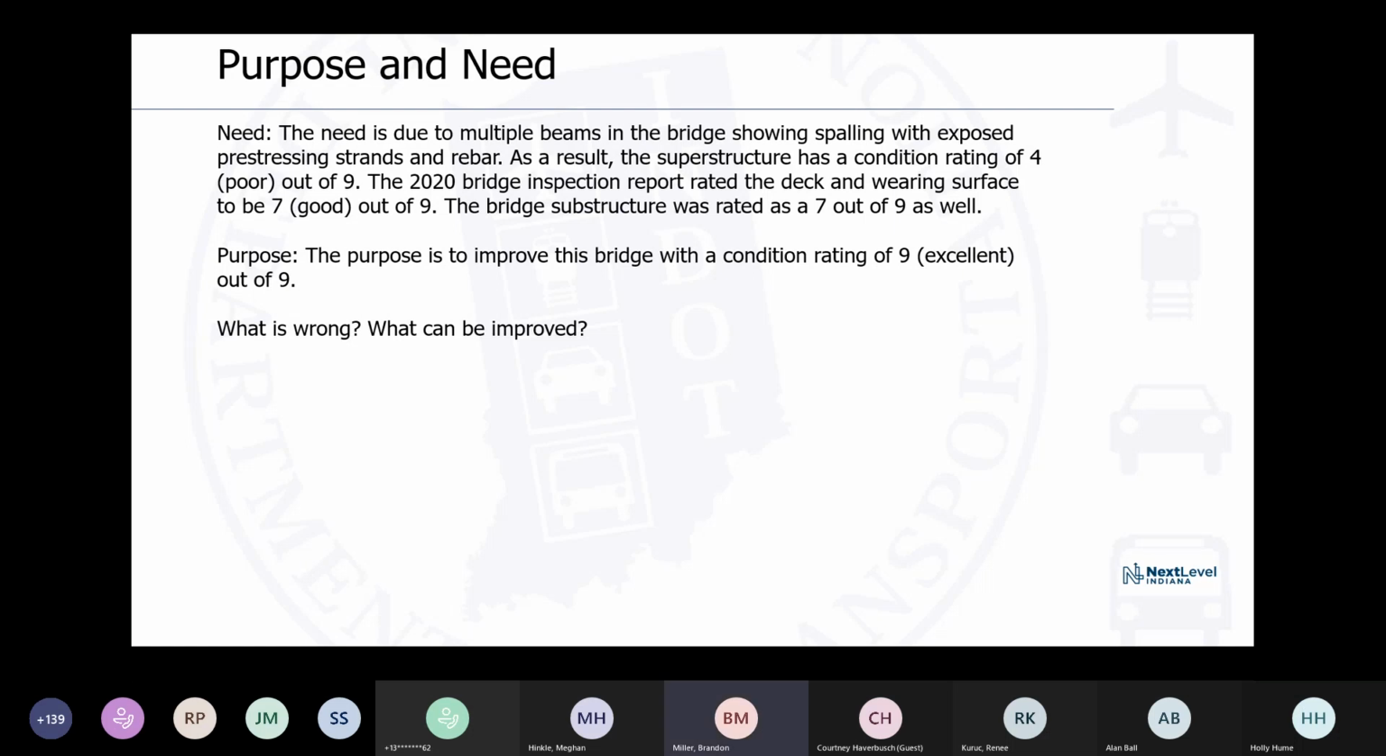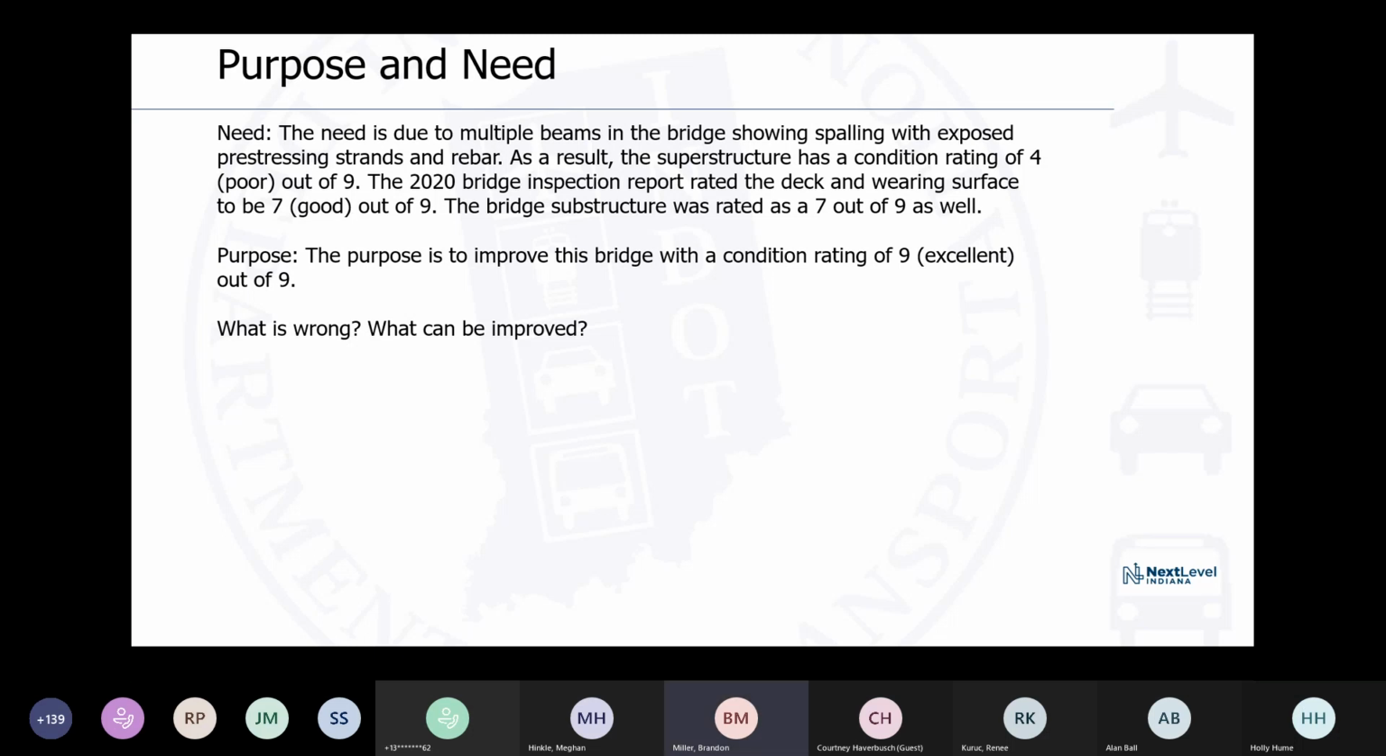That's a good one, Dave. So Dave said that the purpose of going with a condition rating of 9 out of 9 limits what you can actually do. So it pretty well almost eliminates rehab. The other thing to point out about the purpose is that it just says the condition rating. It doesn't specify which condition rating. So in this case, the condition would be for the superstructure, which is the one that's rated poor.